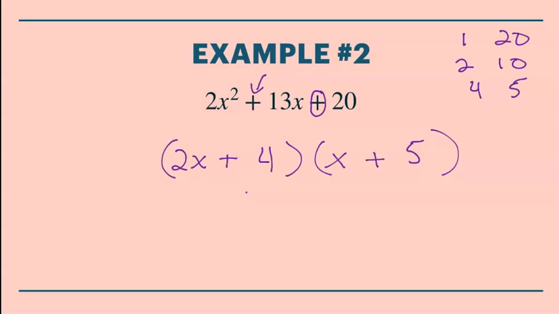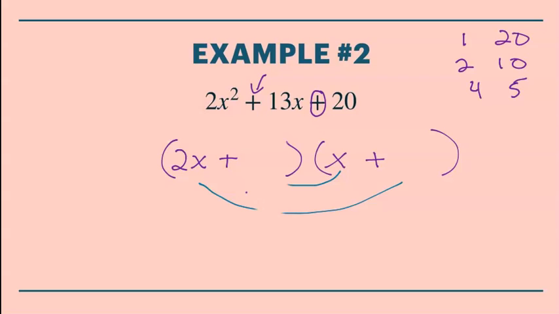So I'm putting positive 4 and positive 5. I'm guessing. I'm not really sure right now. So the way I'm going to check it is I'm going to multiply the outside terms and the inside terms. When I do that, I get 2x times 5, which is 10x, plus 4x. And I know that 10x plus 4x does not equal 13. So that guess does not work out.